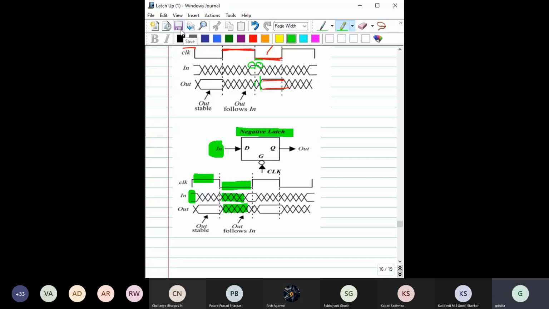More details on these timing diagrams would be discussed in some advanced course, particularly on digital IC design or some advanced level course. Not here.